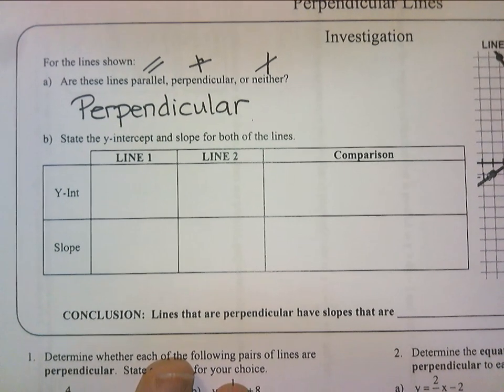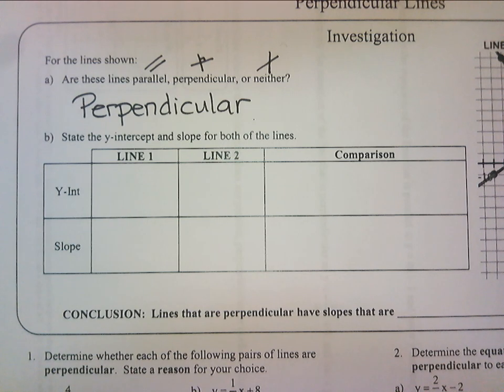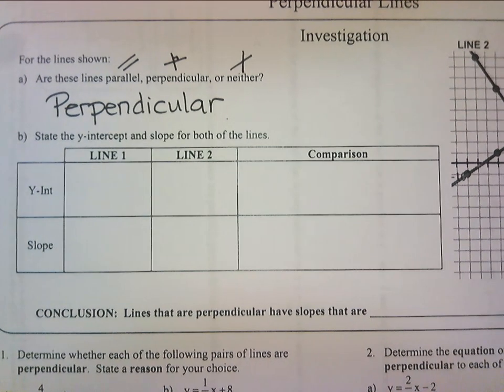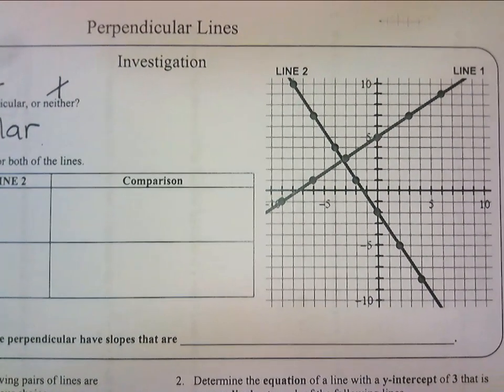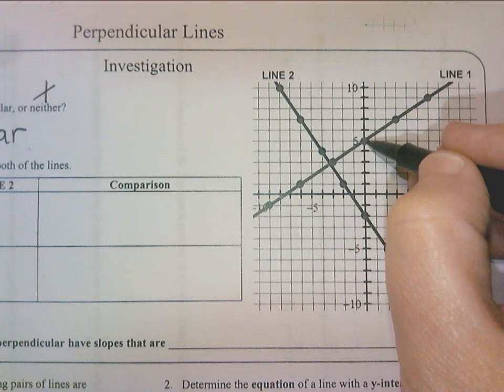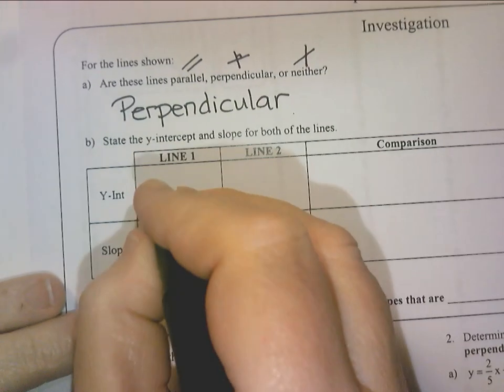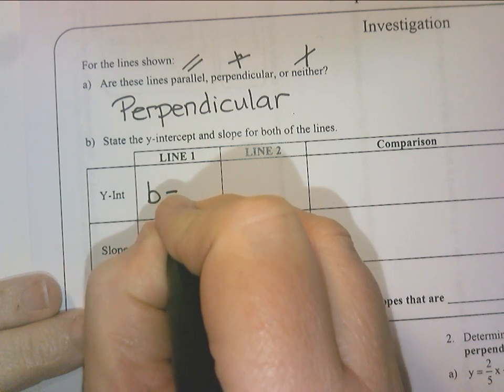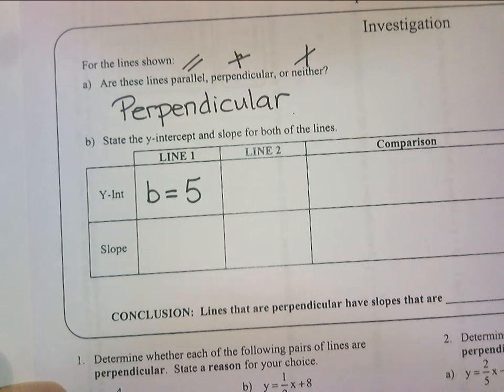Okay. So similar to our investigation on parallel lines, it asks us to state the y-intercept and the slope for both line 1 and line 2. Like last time, we will do line 1 together. You will try line 2 on your own, and then we will see what we notice. So looking at the y-intercept for line 1, my y-intercept is 5. So my b is 5.